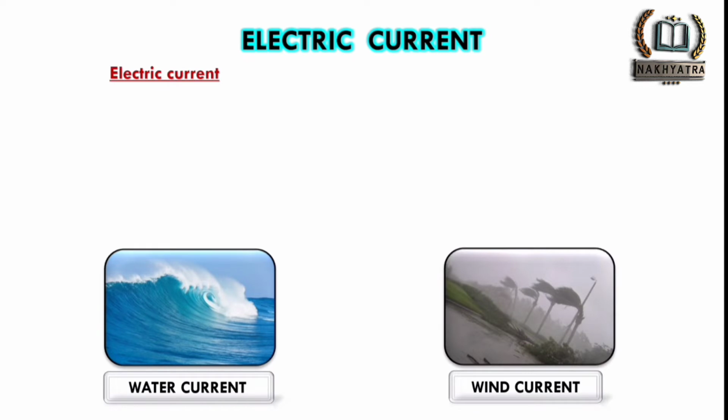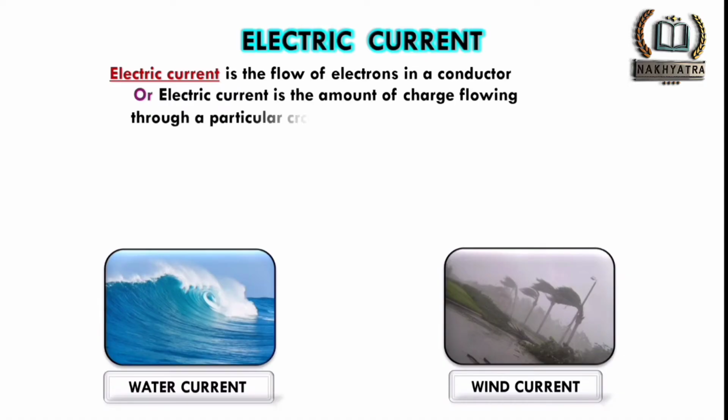Now let's see the definition for electric current. It is the flow of electrons in a conductor. So in a conductor, when electrons flow, that is defined as the electric current, or electric current is the amount of charge flowing through a particular cross-section area in unit time.